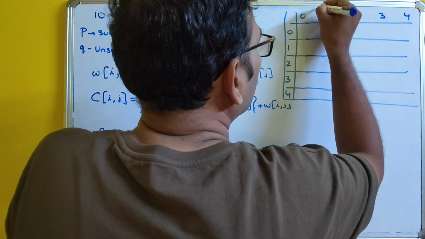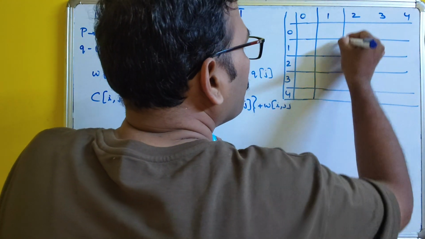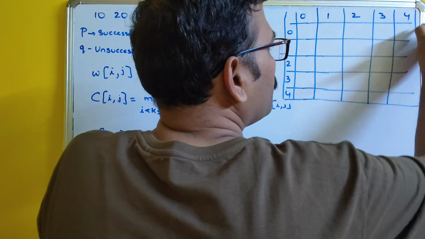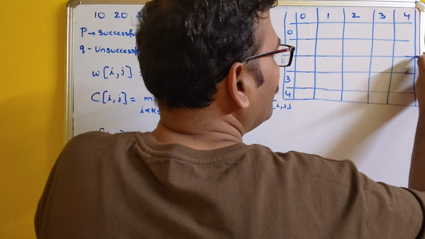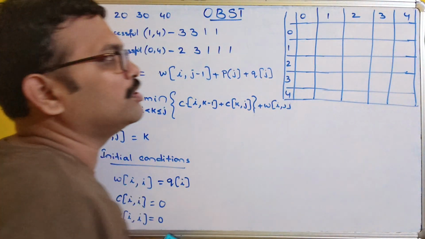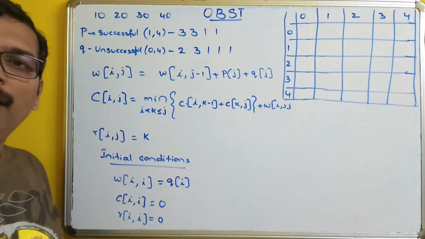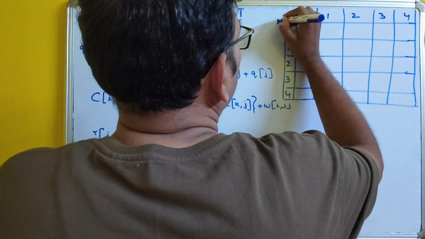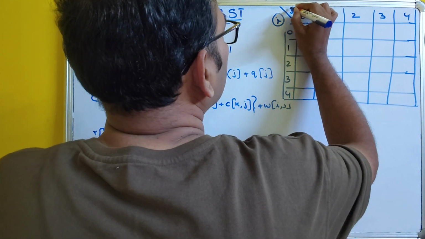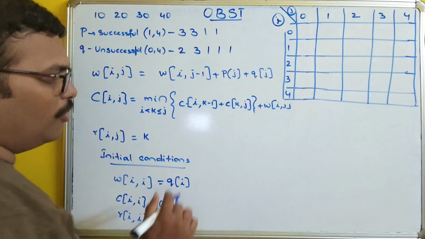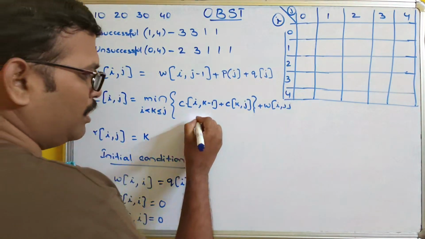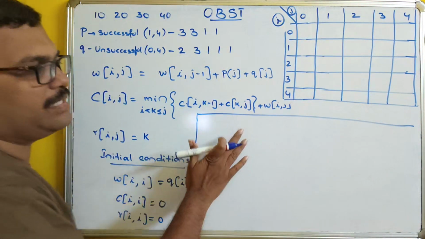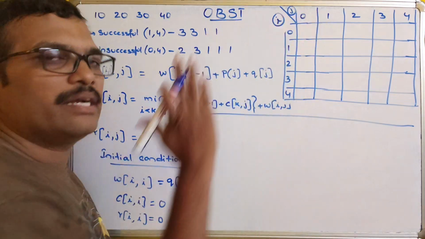So let us check out. For every case, we are supposed to find the weight, cost, and also root, by using these formulas. Now, this is the I value and this is the j value. Now, initial conditions, we have seen, and every time, by using this formula, I'll calculate each and everything and we'll update the table here.